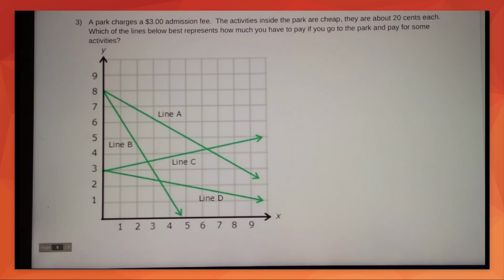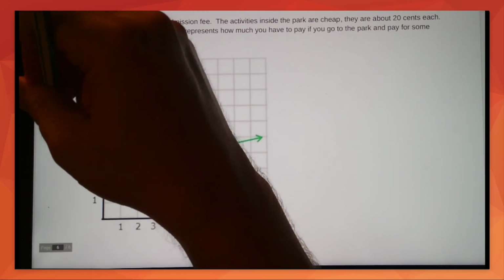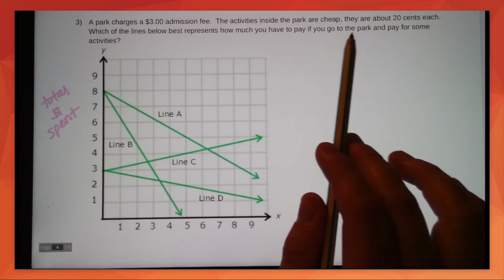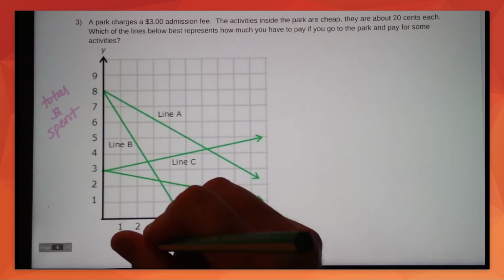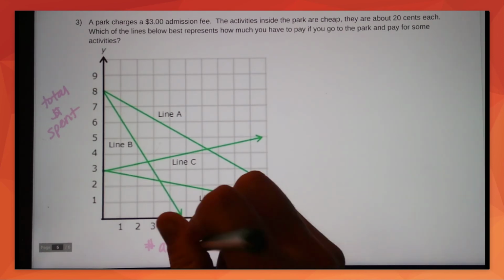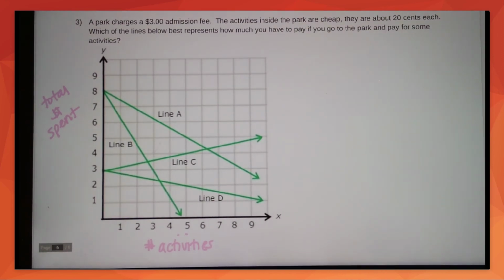So what I would implore you to do in a situation like this is sort of label these axes. Okay, what is your input and what is your output, right? So the output is the total dollars spent. How much do you have to pay if you go to the park and pay for some activities? So this is the number of activities that we did inside the park.